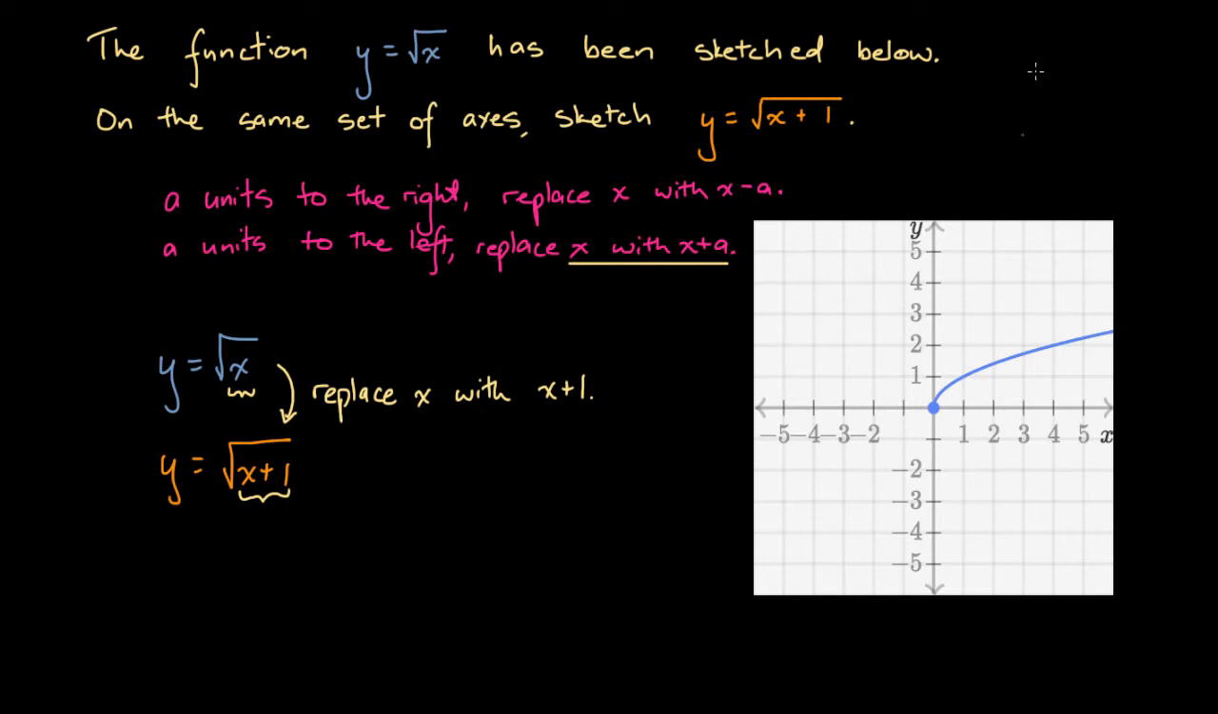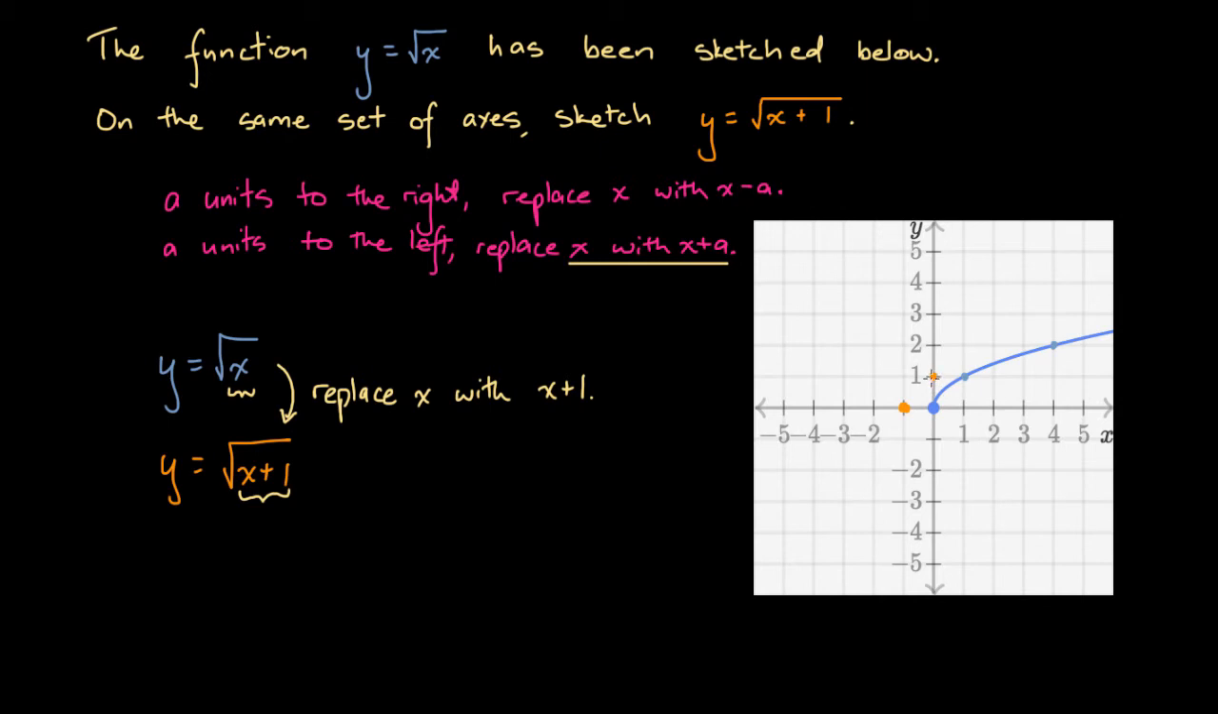And so let's draw that. Whenever we see one of these points on this blue graph here, we're going to shift that one unit to the left. So this blue point is going to be shifted one unit to the left. That's going to be this point here. There are a couple of other important points here. This is the point 1 and 1. This is the point 4 and 2. Each one of these points is going to be shifted one unit to the left.